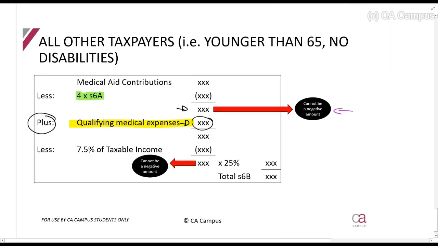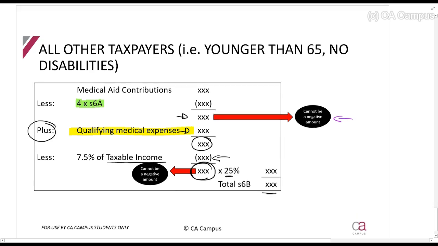You add that up, that gives you another subtotal over there. From that, you deduct then 7.5% of whatever your taxable income was. And if there's anything left here, again, it can't be a negative amount. 25% of that is your Section 6B.